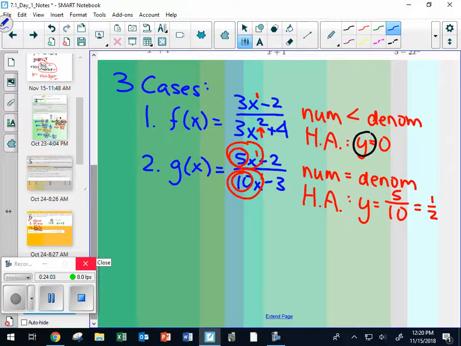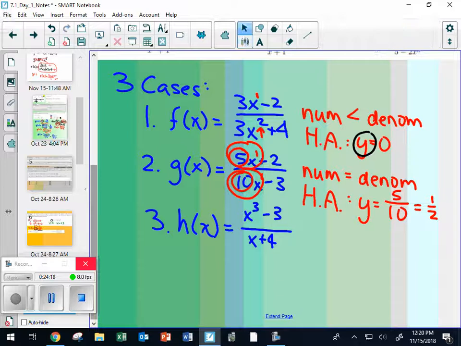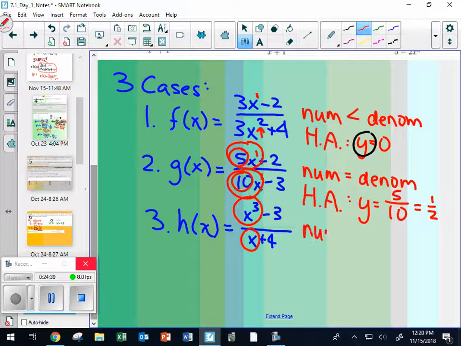Okay, one more case. Let's say I have x cubed minus 3 over x plus 4. And I look at the degrees of my 2 polynomials here. The degree of my polynomial up here is 3, and this is 1. So that means that the degree of my numerator is greater than the degree of my denominator. And if this is true, then the horizontal asymptote that I will have is just none. I won't have one.